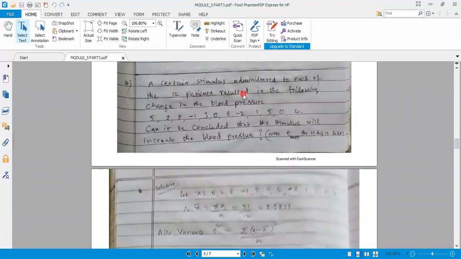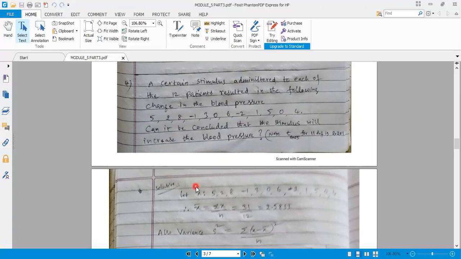A certain stimulus is administered to each of the 12 patients, resulting in the following change in the blood pressure, in units, given for 12 patients. Now we have to test the hypothesis of whether the stimulus will increase the blood pressure. So we have to test at 11 degrees of freedom at 5% level of significance.